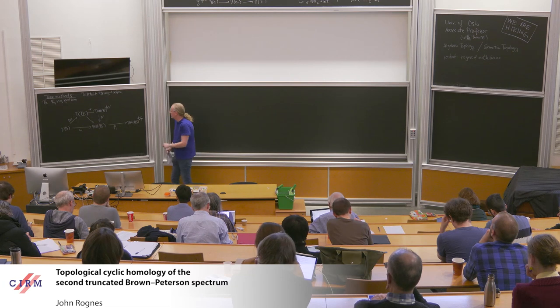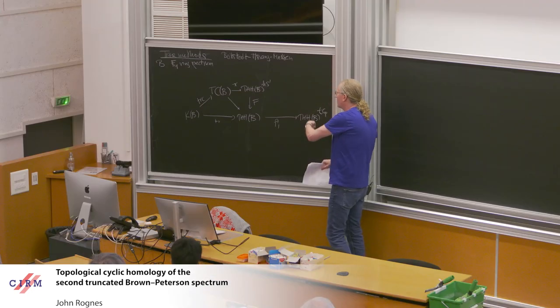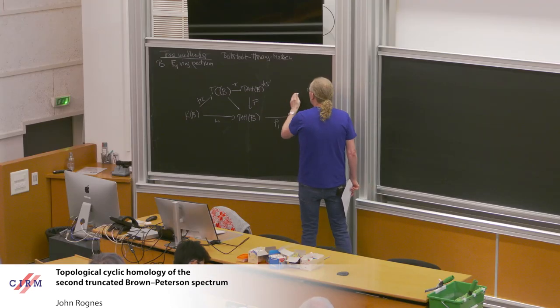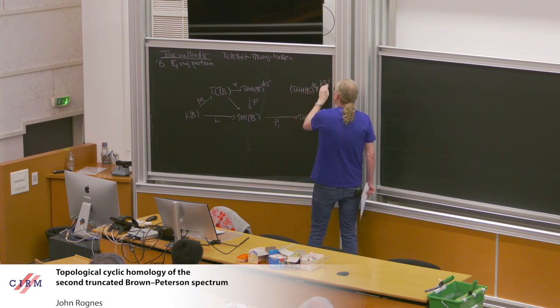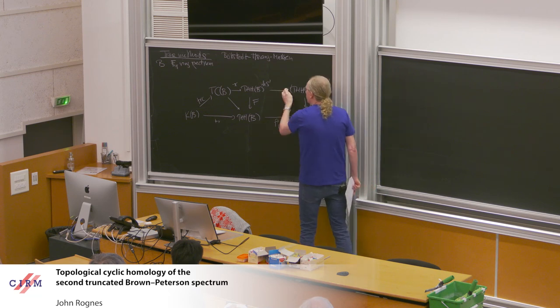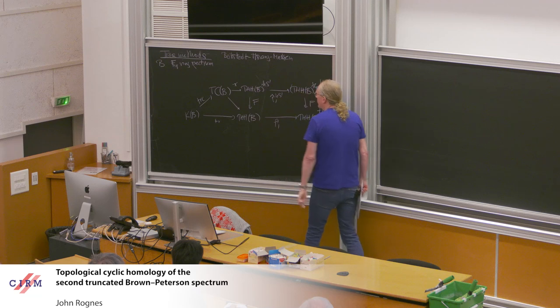And now, here one has taken C_p fixed points for a circle action, but there's then a circle mod C_p, which is another circle action left behind here. And so you can take homotopy fixed points also for that. Or forget, and there's a map here, which is given by the homotopy fixed points of the map at the bottom here.